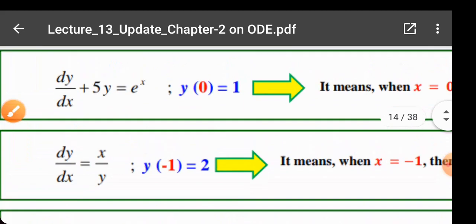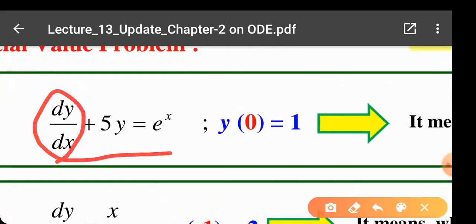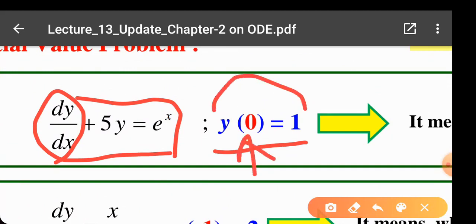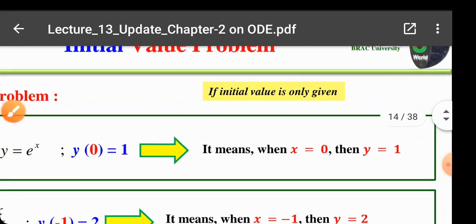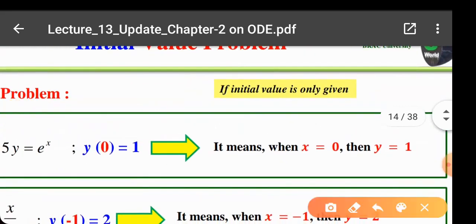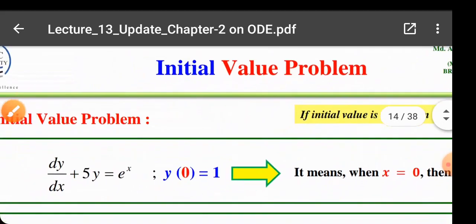Think about the first problem. This is a first order first degree differential equation. With this differential equation you have only one condition, y of 0 equal to 1. That means when x equal to 0 then the value of y is 1. So you can see only initial value is given. So this is called an initial value problem.